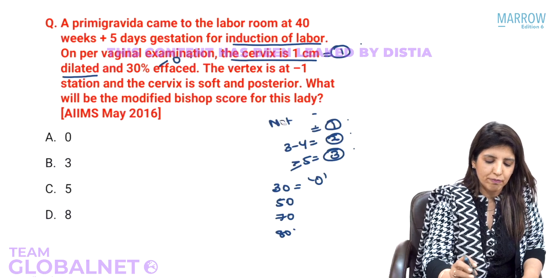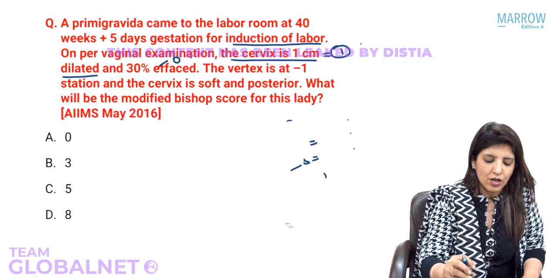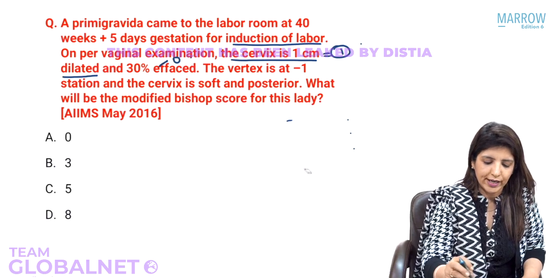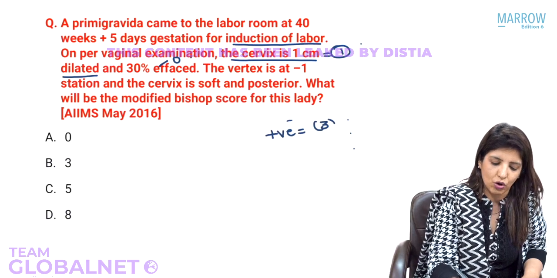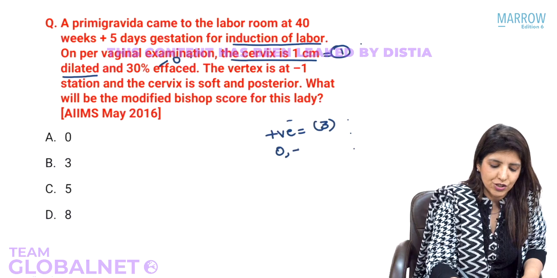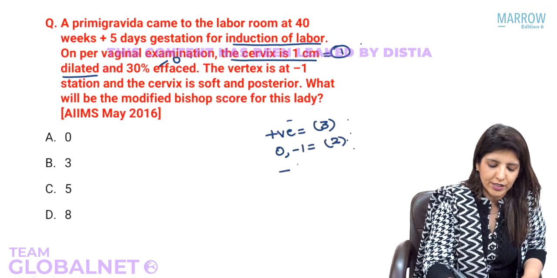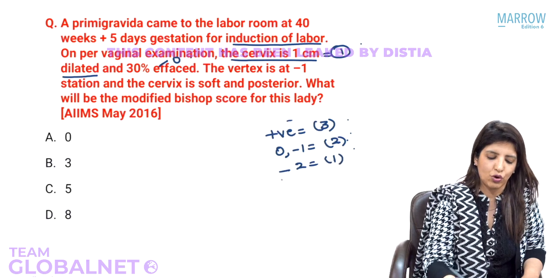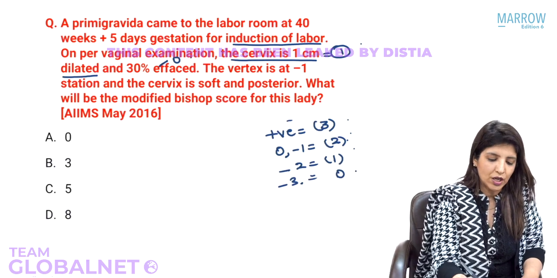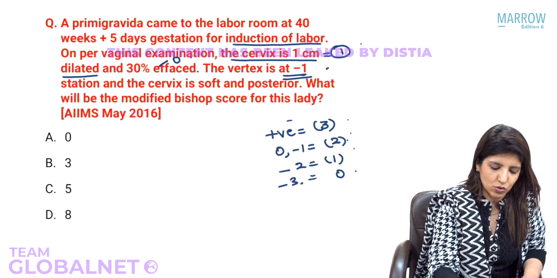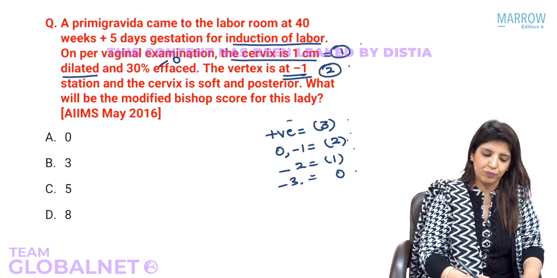Vertex is at -1 station. I told you if the vertex is at positive stations, you give a score of 3. If it is at 0 or -1, you give a score of 2. If it is -2, a score of 1. And if it is -3 and above, a score of 0. So here it is -1, so I have to give a score of 2.